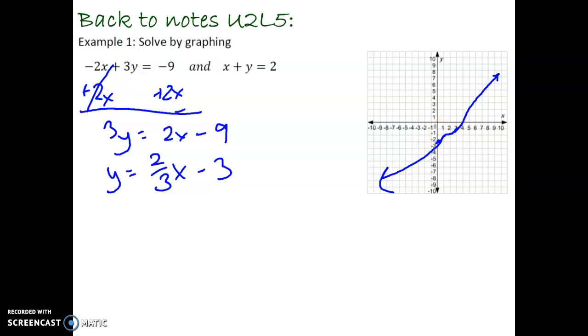So I'm going to do this one over here. And I need to get y by itself. So let's subtract x on both sides. Again, those are opposites, so they cancel out. y equals -x plus 2. Okay, so that means I'm going to go to the y-intercept of 2. That means I go to 2 on the y-axis, and then I'm going to count down 1 and right 1.